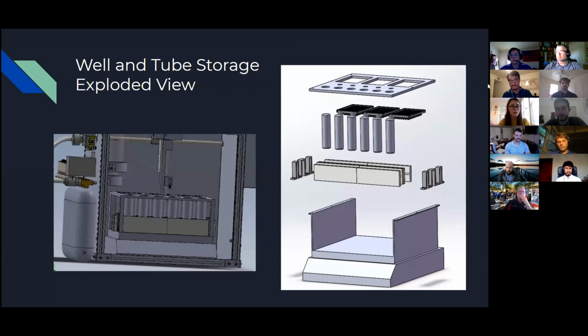The photo to the left is a snapshot of the well and tube storage subsystem inside the incubator, and the photo to the right is the exploded view of this subsystem. The rack that will hold the wells at the top of the exploded view will be manufactured out of aluminum sheet metal and will be bolted to the purchased shaker.